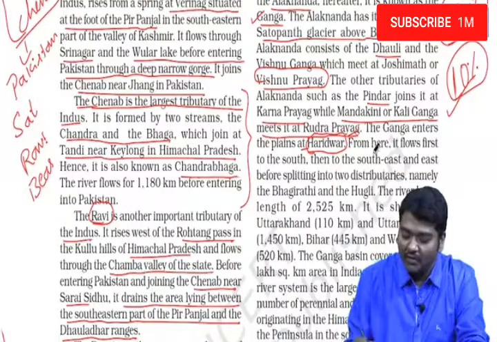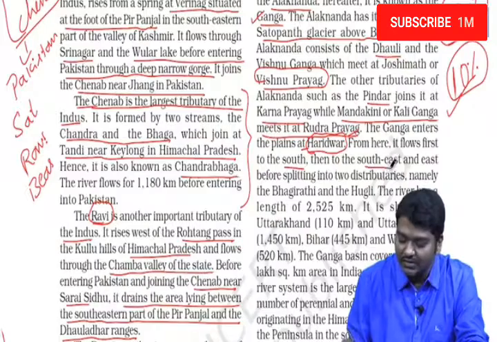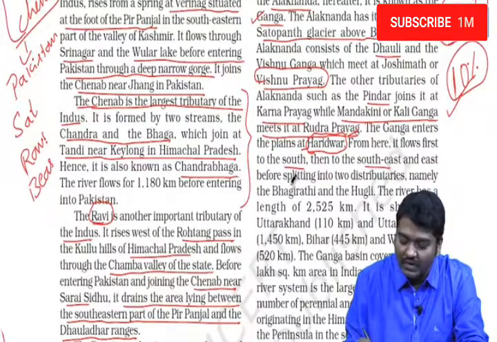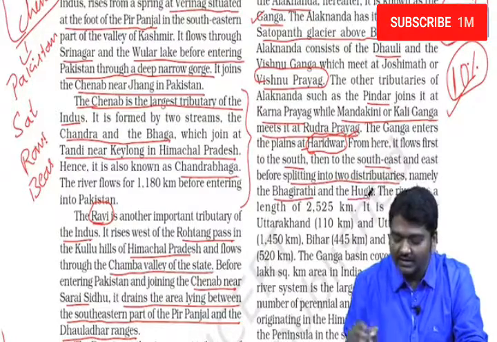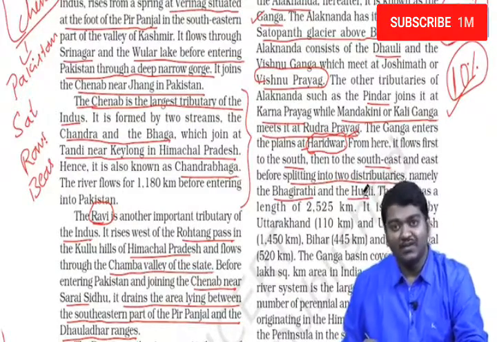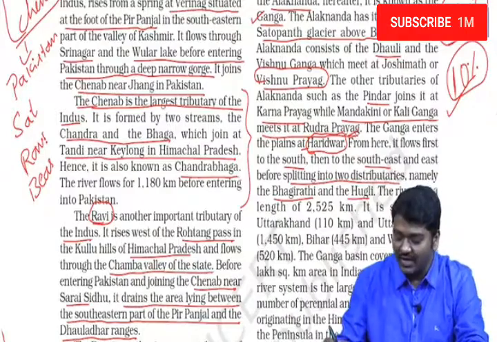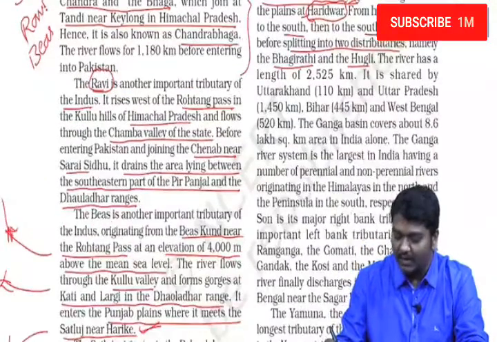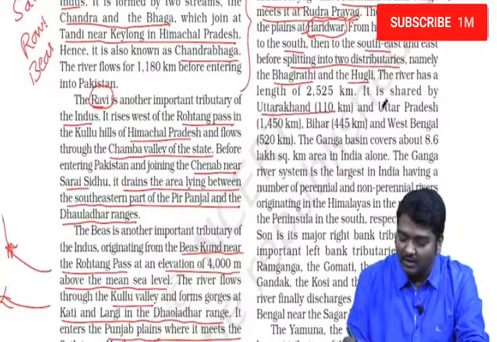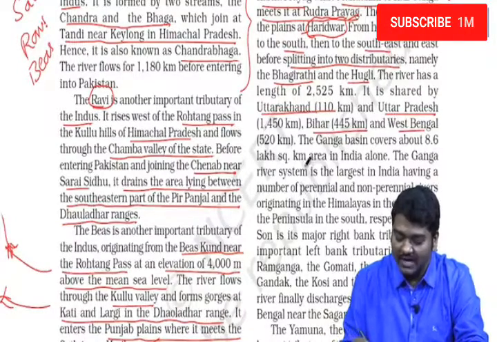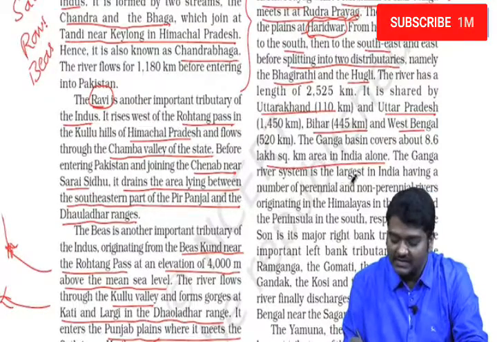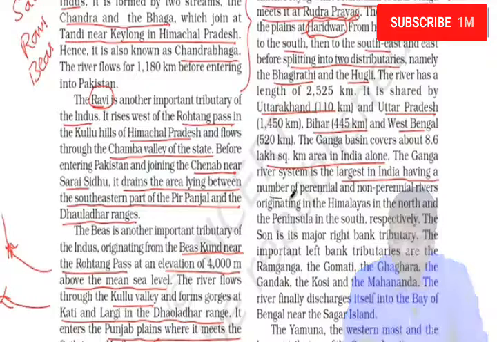From here it flows first to the south, then to the southeast, and it splits into two distributaries. One is Bhagirathi and the other one is Hooghly. Bhagirathi enters into Bangladesh, while Hooghly enters into West Bengal. It is shared by Uttarakhand, Uttar Pradesh, Bihar and West Bengal. The Ganga basin covers 8.6 lakh square kilometers, and the Ganga river system is the largest in India, having a number of perennial and non-perennial rivers.